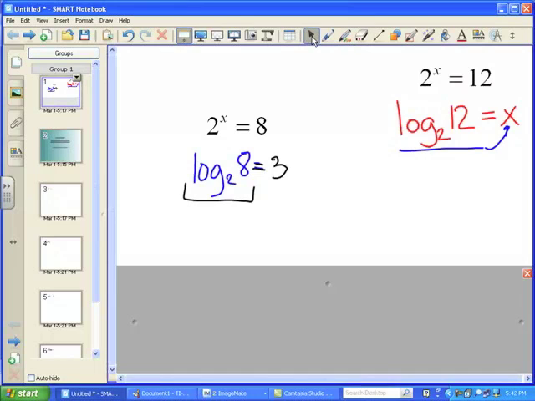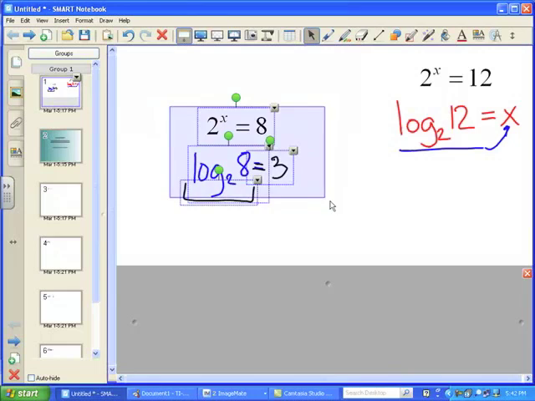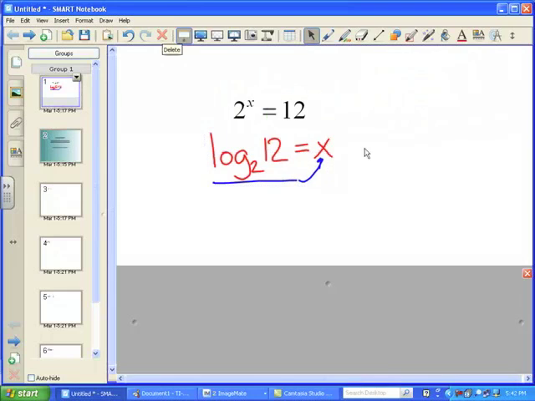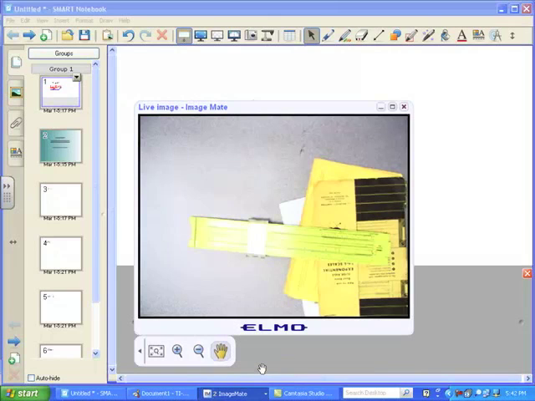Well, that's all well and good because I've worked with those and I've seen the answers to those. But now we're back here to the one that I still don't know, right? Log base 2 of 12. Well, lucky for us, now we have calculators and things are a little bit easier than they were in years past.